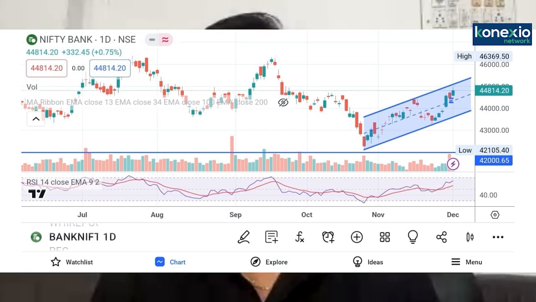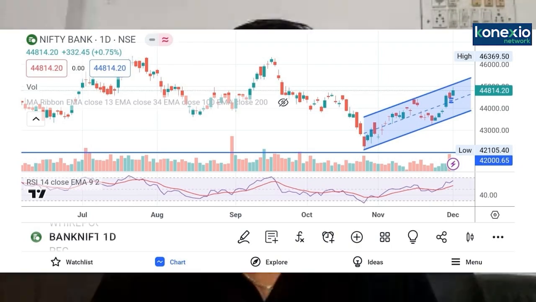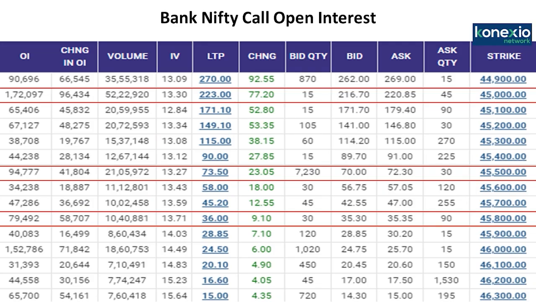Now, friends, let us discuss the derivative data of Bank Nifty calls. In Bank Nifty calls, you will see on the screen the action was seen in 45,000 calls, then 45,500 calls, then 45,800 calls. Now here you can see there has been a rise in the option premium. That means traders are bullish in Bank Nifty. Looking at this particular data, implied volatility has slightly entered a danger zone. It is between 13.30 to 13.71. There has been a rise in the open interest. The volumes are also rising at particular strike prices.